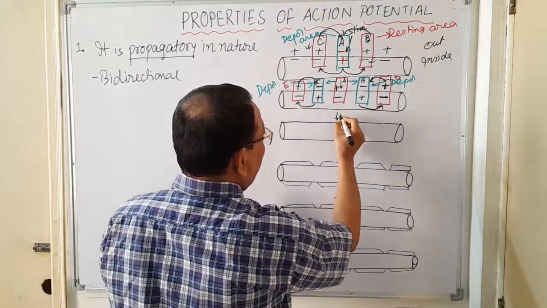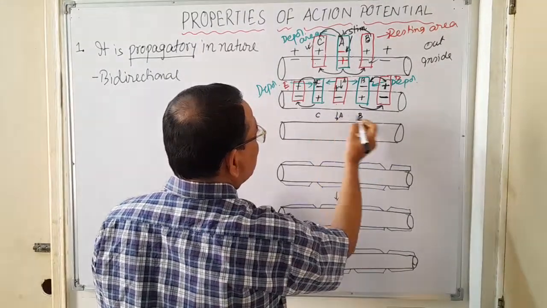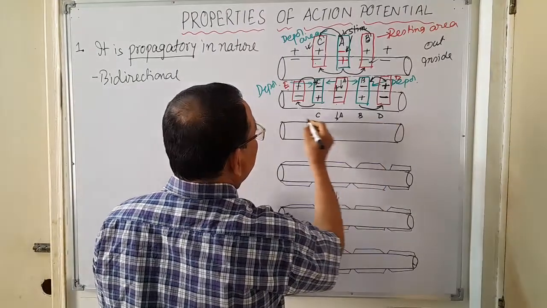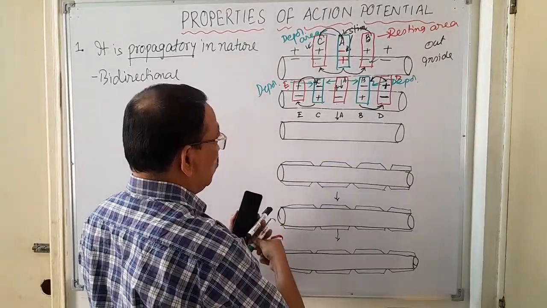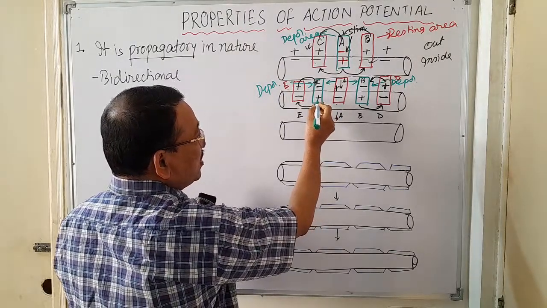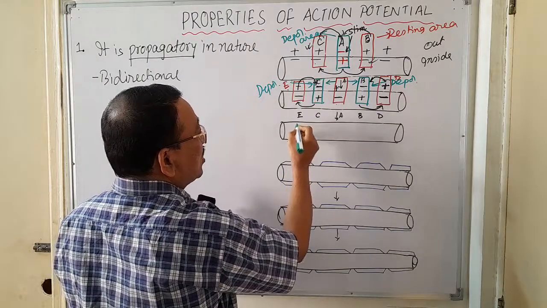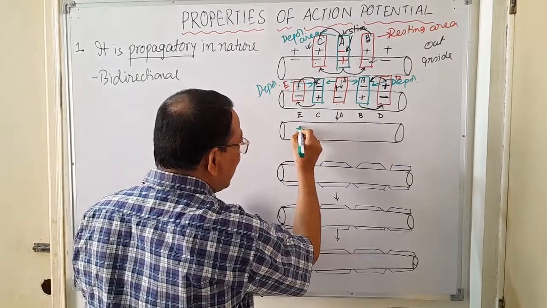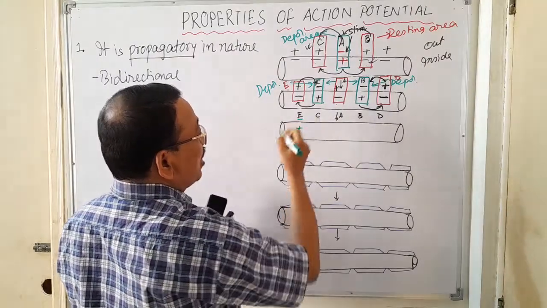This is the point A, this is the point B, this is the point C, this is the point D, and this is the point E. So what's happened here now? As I told, positive ions are flowing from inside C to E, making this area depolarized. That means at the point E now, inside will be electropositive and outside will be electronegative.